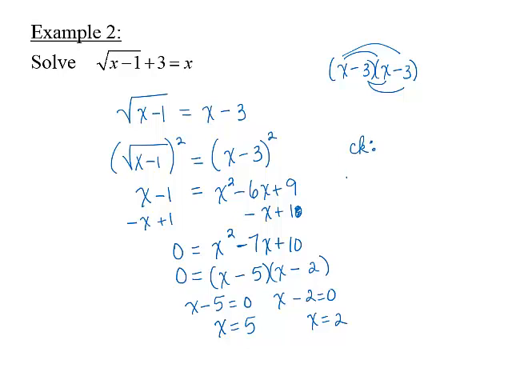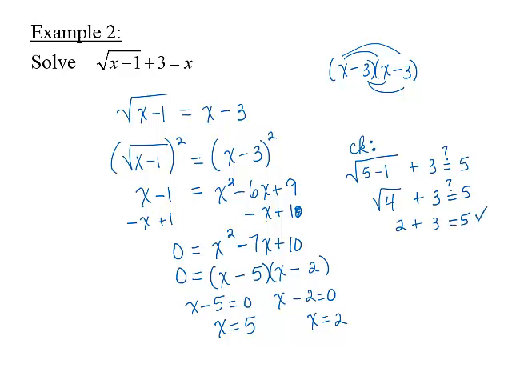Substituting 5, we get the square root of 5 minus 1 plus 3. Is that equal to 5? The square root of 4 plus 3 is 2 plus 3, which is 5.